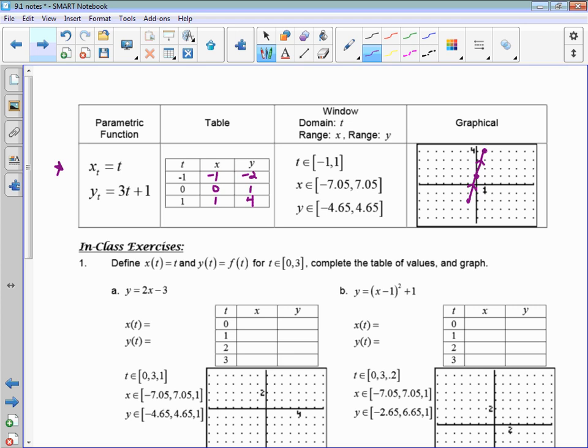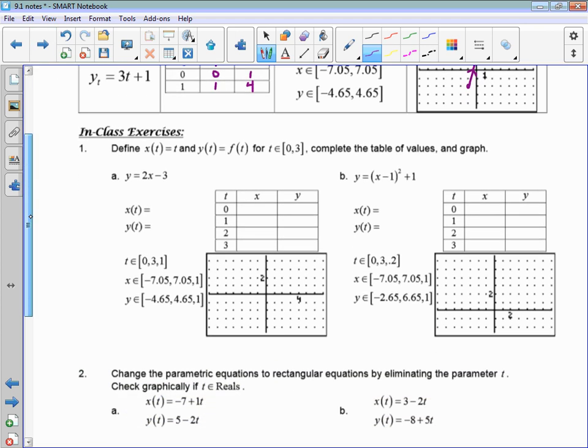It's just that way everyone has the same graph. Like why is it 7.05 instead of just 7? It doesn't matter. It's not a big deal. Like if you did negative 10 to 10, negative 5 to 5, you would totally still see the whole graph.